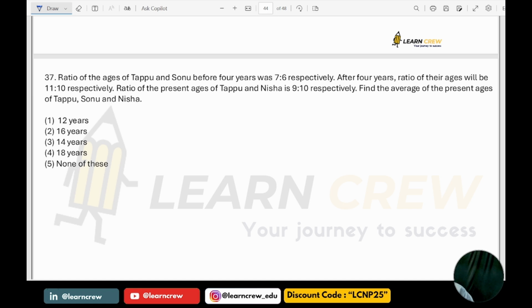Ratio of the ages of T and S before 4 years was 7:6. After 4 years it will be 11:10. So the ratio of the present ages of Tapu and Nisha are 9:10. Please see here, 4 years ago the ratio of the ages of T and S is 7:6. After 4 years, the ratio of the ages will be 11:10.